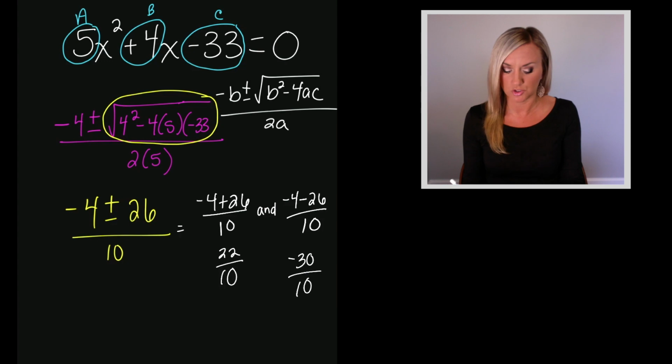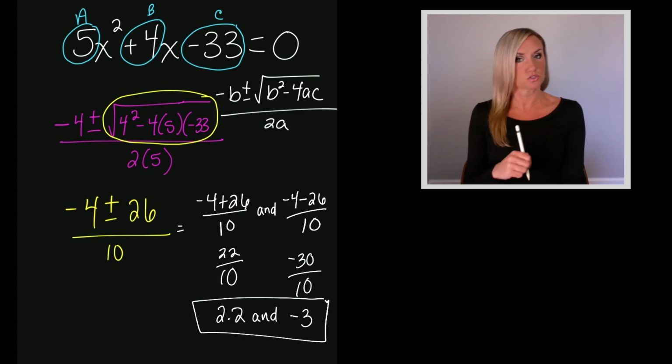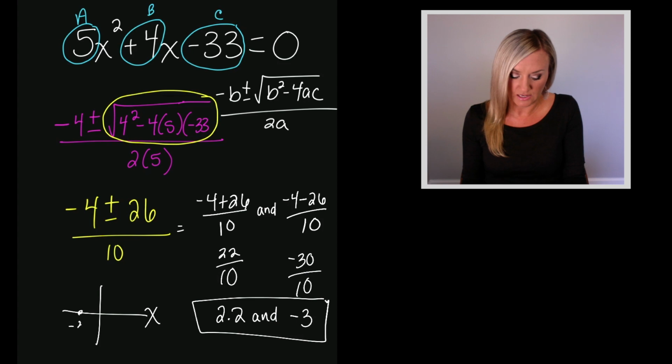22 divided by 10 is 2.2. And -30 divided by 10 is -3. And those are the 2 answers. Those are the solutions to your quadratic, and that is where on the x-axis, when you're graphing this quadratic, it's going to go through the -3 and 2.2.